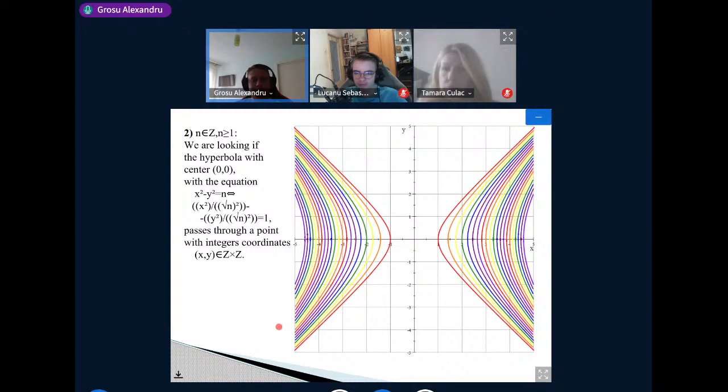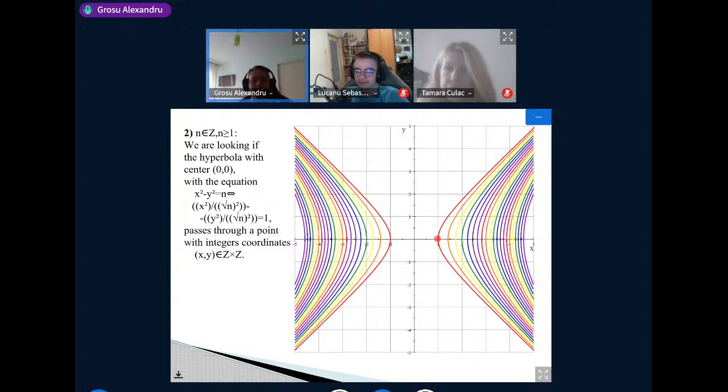So in the second case, we have n an integer greater than or equal to 1. We are looking if the hyperbola with center 0, 0 with the equation as shown here passes through a point with integer coordinates. So by searching for n from 1 to 21, that is looking for the colored hyperbolas passing through integer coordinates points, we observe only some of the possible writing solutions from the studied plane region.